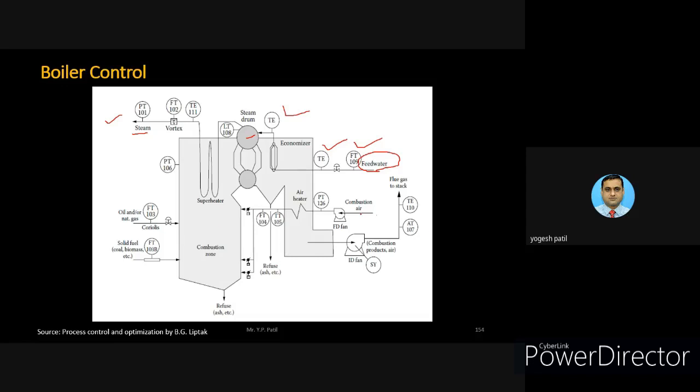So on the fuel side, if the fuel is in the form of coal, biomass, etc., we can measure the flow. And if the fuel is in the form of oil or gas, we can also measure the flow. So this is flow measurement on the fuel side.